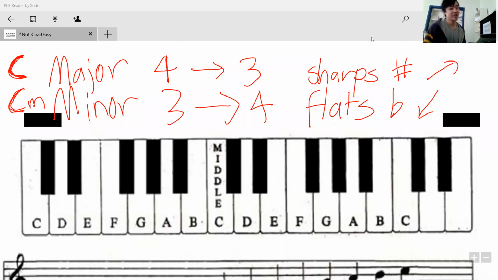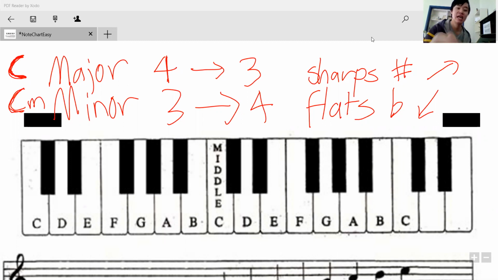Today we're going to be looking at how to find major and minor chords. Now this is something that people seem to forget every single week, so hopefully by making this video you'll remember what major and minor chords are. Now there are two numbers that you need to remember.